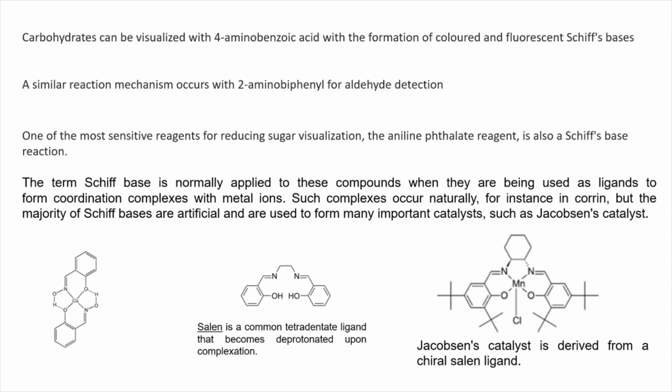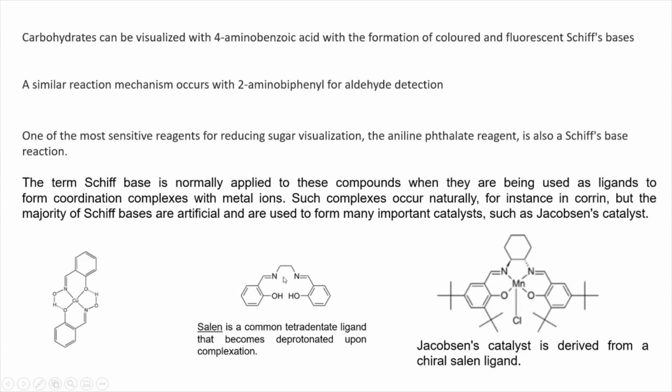The term Schiff base is normally applied to these compounds when they are being used as ligands to form coordination complexes with metal ions. Such complexes occur naturally, for instance in corrin, which is naturally occurring, like in vitamin B12, where you can see the corrin unit. But the majority of Schiff bases are artificial and are used to form mainly important catalysts such as Jacobsen's catalyst.